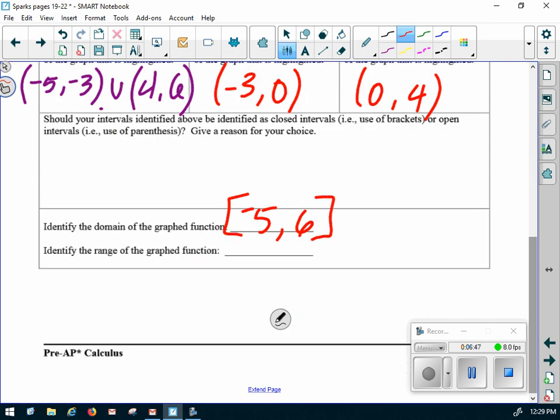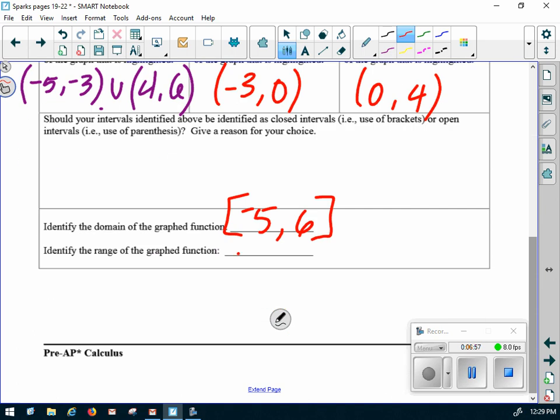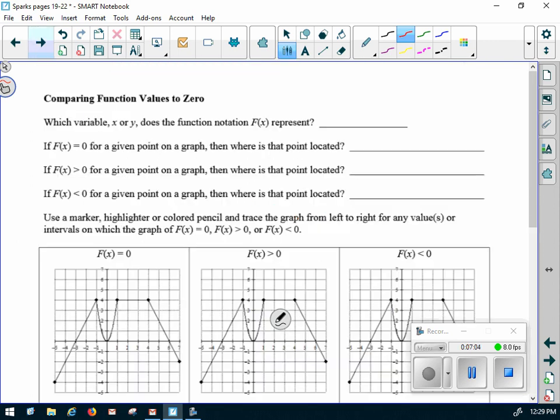There is no discussion on domain and range. What about the range? What's the range of this function? -3 to 5. Brackets. Okay. Which variable, x or y, does this notation represent? That's the y value.